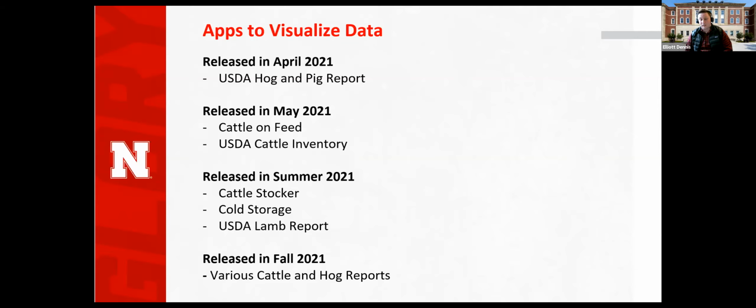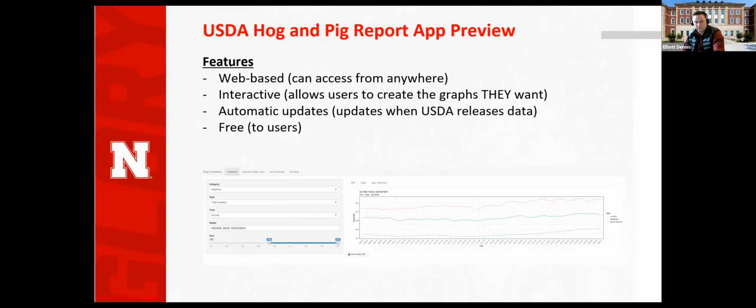The one I'll be showing you today specifically visualizes the USDA Hogs and Pigs quarterly report, and that will be on farm.unl.edu in the first part of April. In May, we'll be releasing two other ones, the cattle on feed and the cattle inventory report. Then over the summer and fall and throughout this next year, we'll be trying to visualize the top 15 to 20 reports that producers use on a consistent basis.